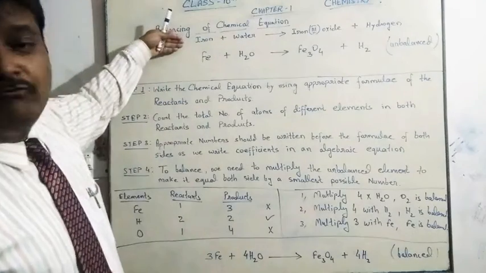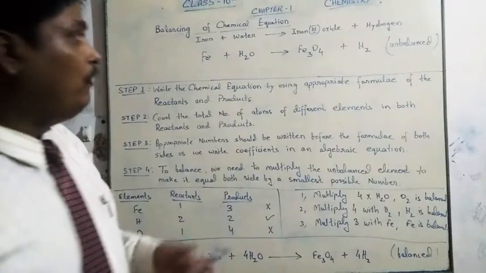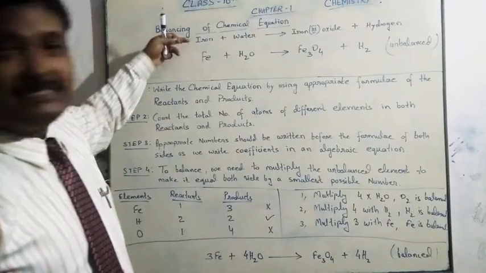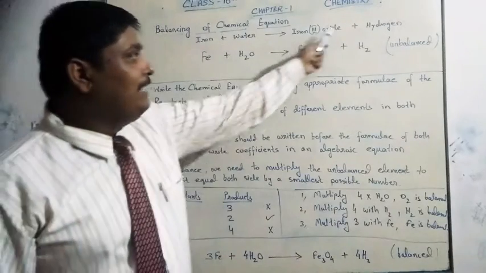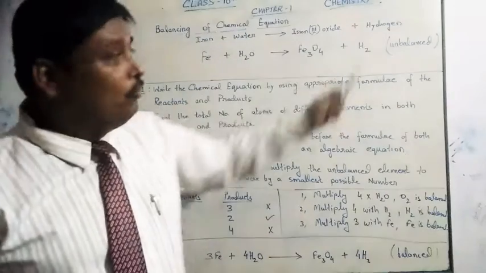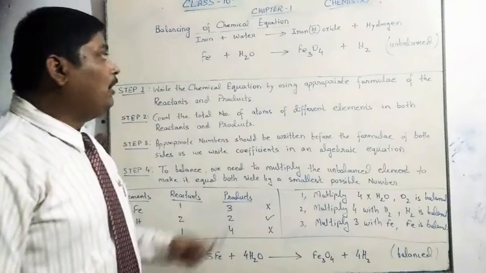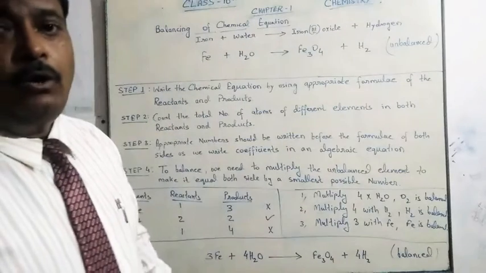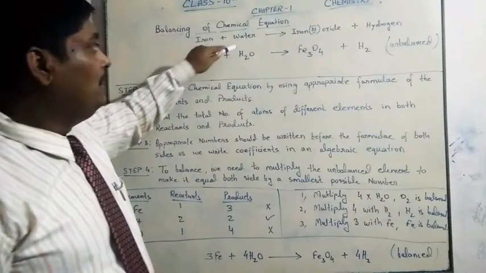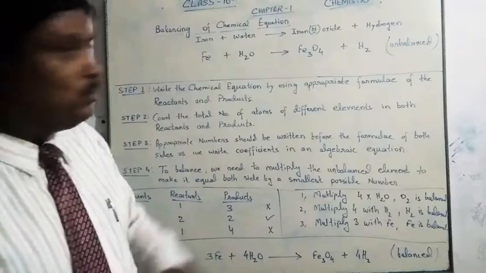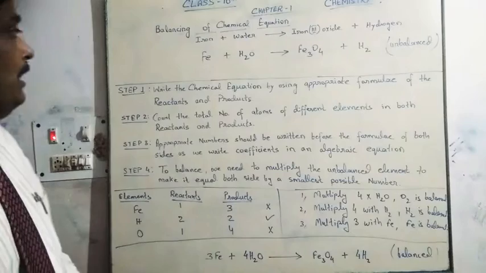Now, it is written in words itself. We need to change it into its symbolic form. Iron is written in symbolic form as Fe, water as H2O, iron 3 oxide as Fe3O4, and hydrogen as H2. Clear? You can see the procedure of writing all these things: iron is Fe, water is H2O, iron 3 oxide is Fe3O4 and hydrogen is H2.